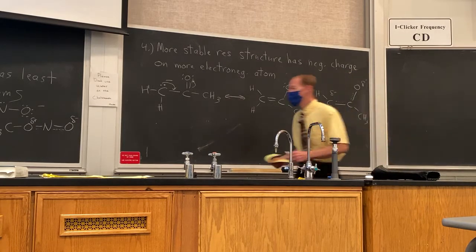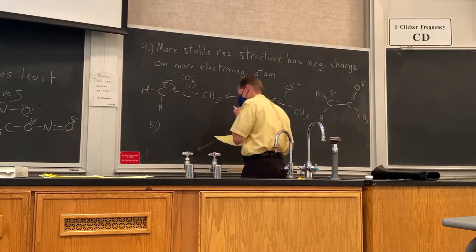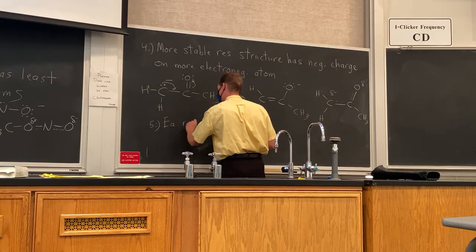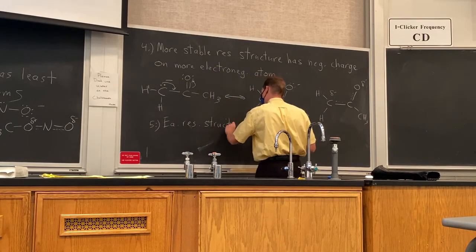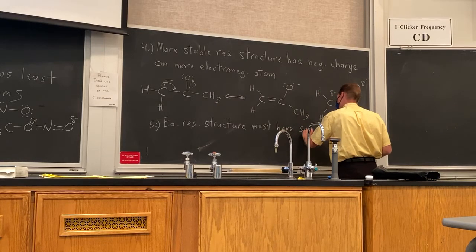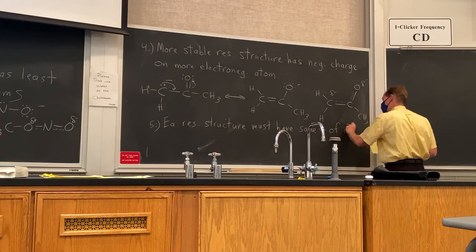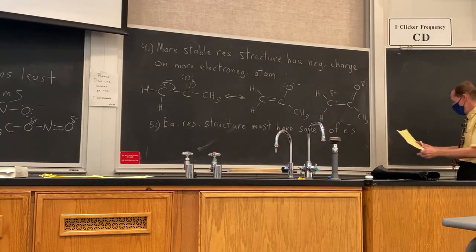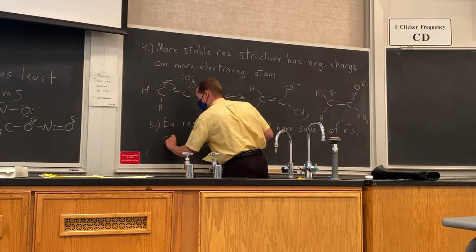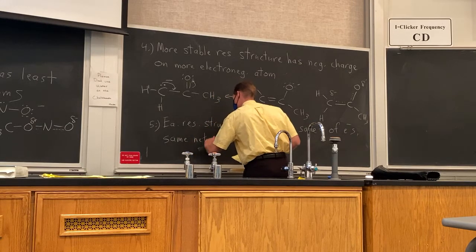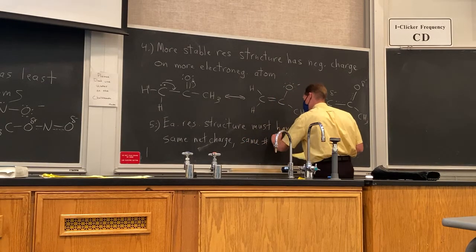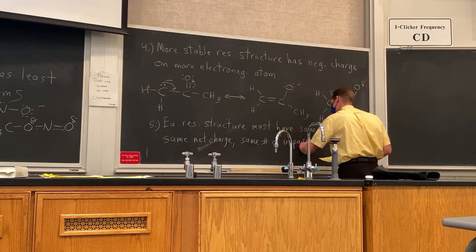Okay, so let's look at our fifth rule. And our fifth rule says that each resonance structure must have the same number of electrons. This is how we like to abbreviate electrons. They must have the same net charge and the same number of unpaired electrons.